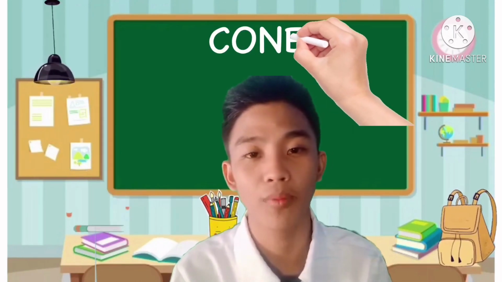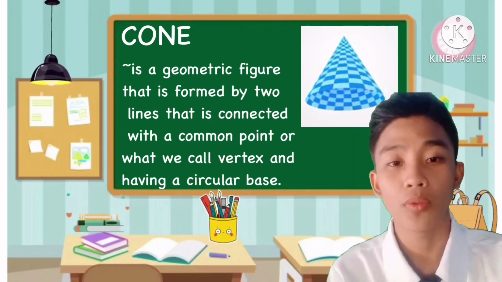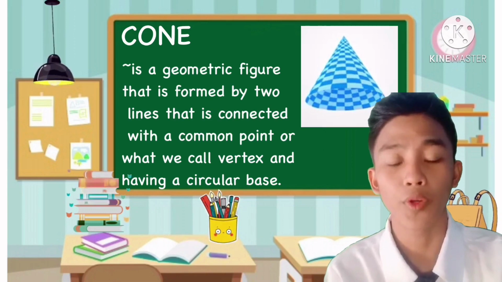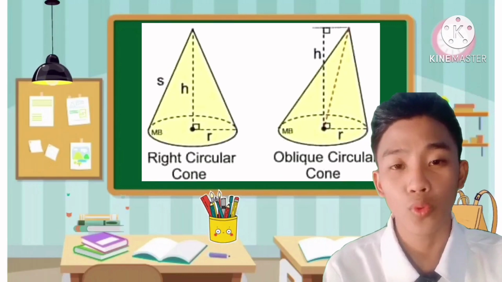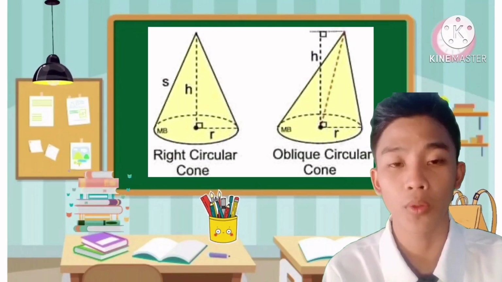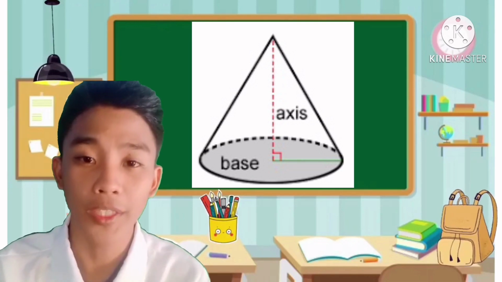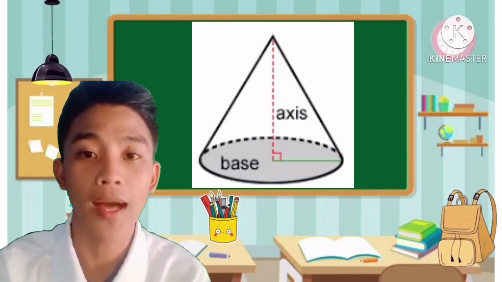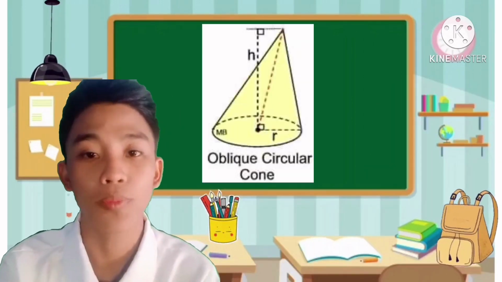Hi, I'm Adrian Reyes, and in this section of the video, I am going to discuss cone. A cone is a geometric figure that is formed by two lines connected with a common point, or what we call vertex, and the circular base. A cone can be drawn into two, which is right cone and oblique cone. It can be distinguished by drawing a straight line from vertex to the base, or what we call the axis of the cone. If the axis draws a perpendicular line to the base, then it would be called a right cone, and if it's not, then it would be an oblique cone.